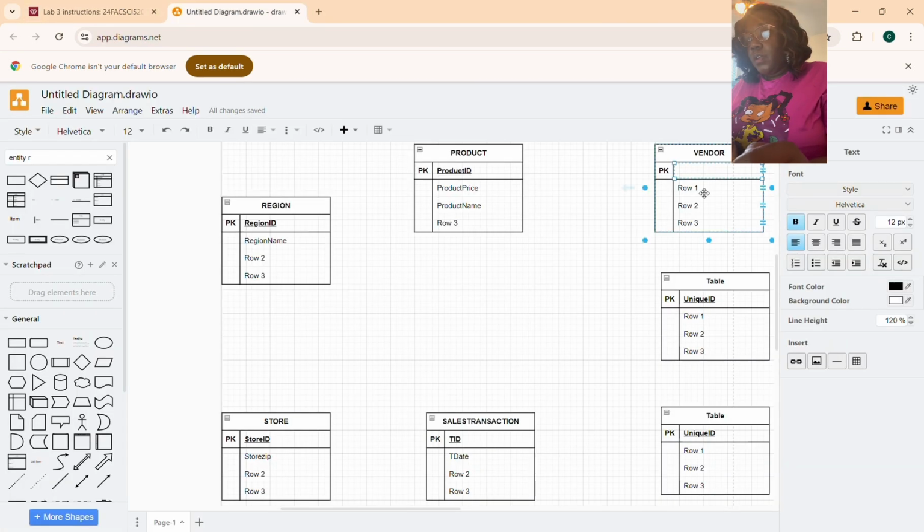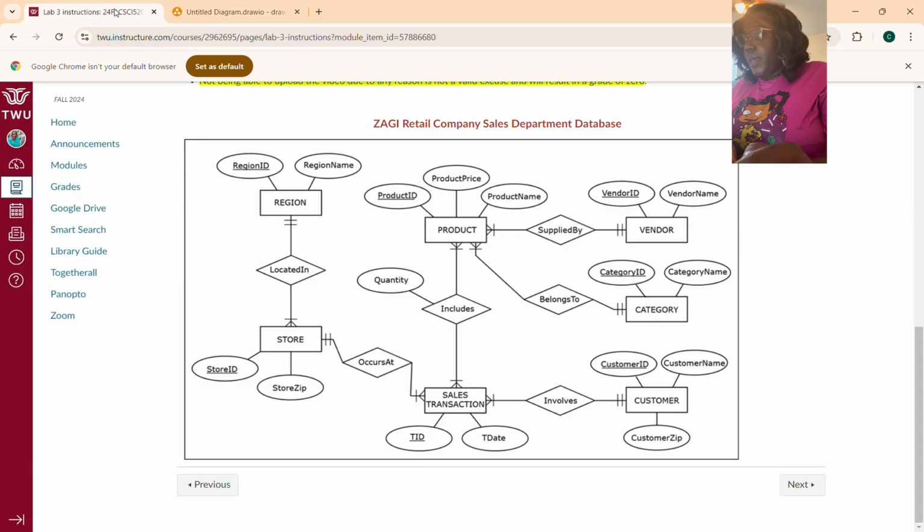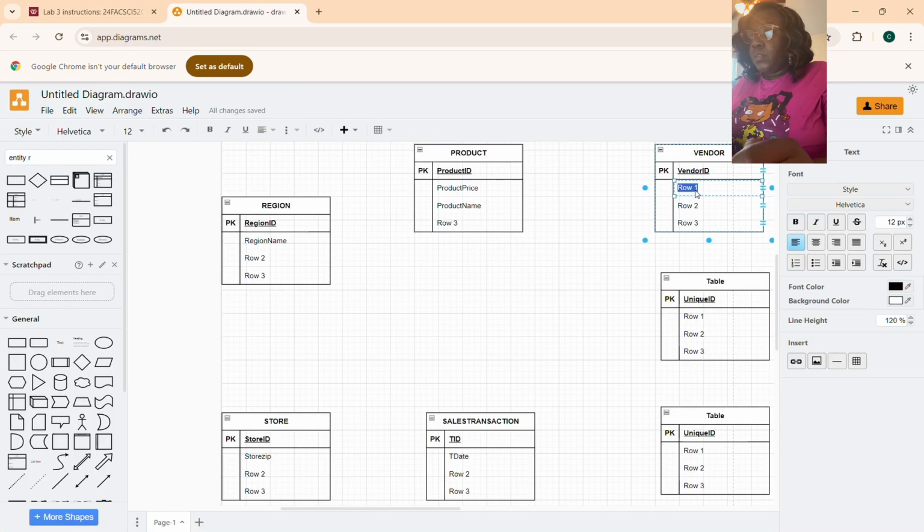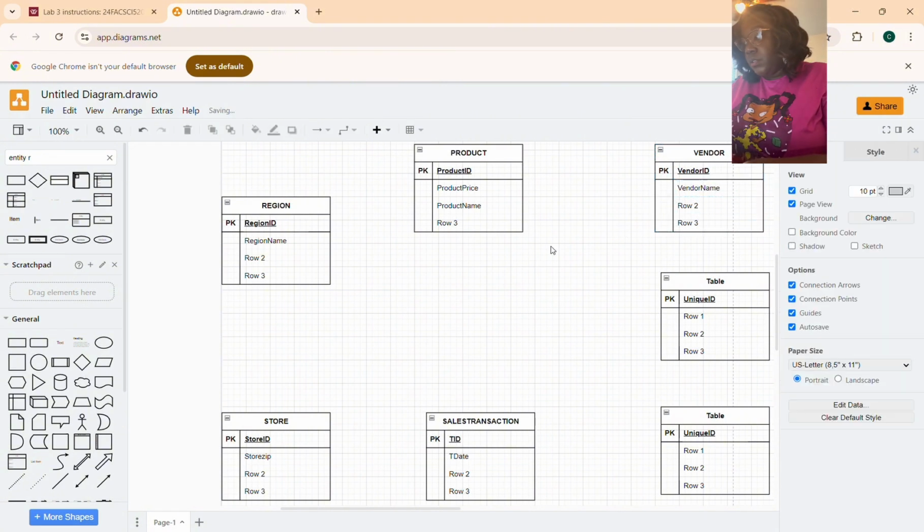And then over here we also have vendor name, so we will add vendor name. And that is that for that one. Then our next table will be category. The entity is category.